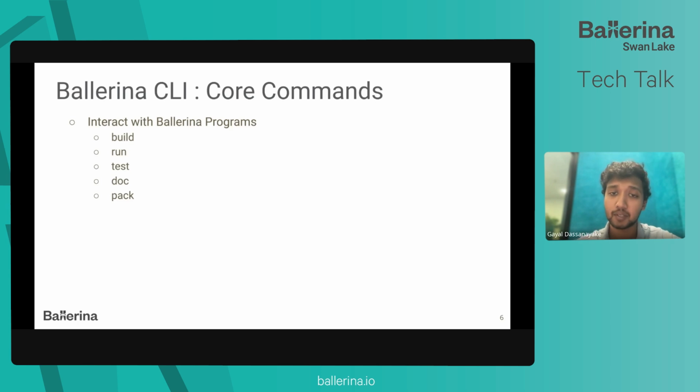Then you have the test command. Ballerina has a built-in test framework which can be used to validate your source code. And with the bal test command, you can run all the tests that are in the Ballerina project and even get test reports and code coverage reports and all that. Then we have the doc command, which will automatically generate the API documentation for your package so that you don't have to change the API documentation when your APIs get changed.